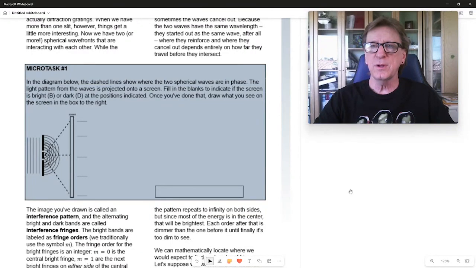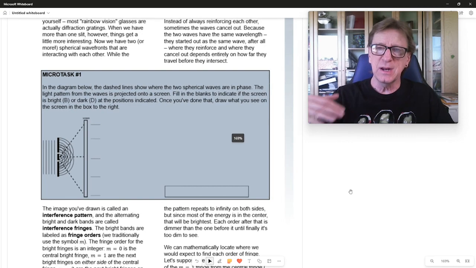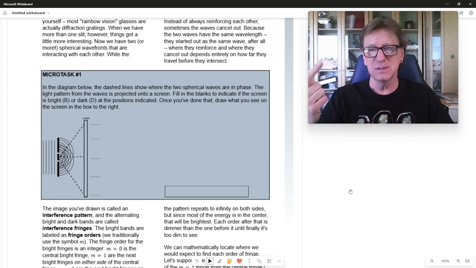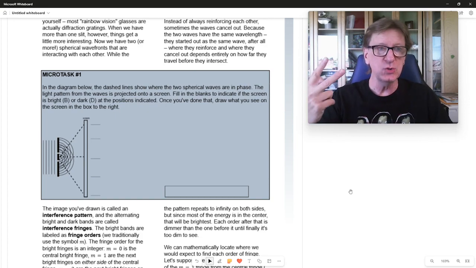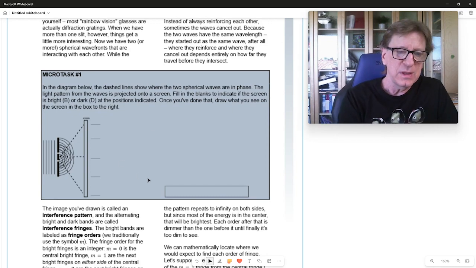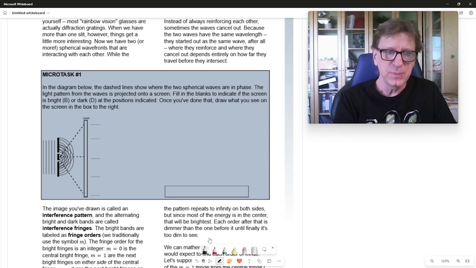Let's get started. All right, so take a look in your book under interference. This is microtask 1. And we want to start to get an idea of what pattern is going to be produced. So now we have not just one slit, one aperture, but two. And so let's see what kind of pattern that we can get with this. Let me switch to my pen.